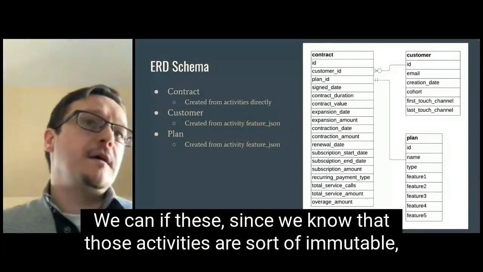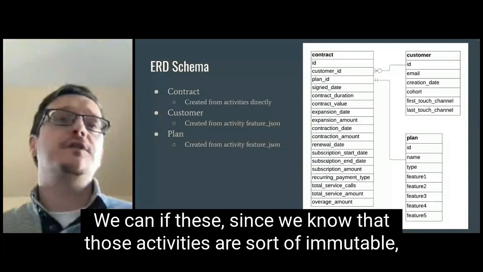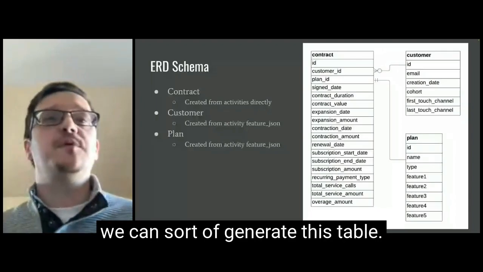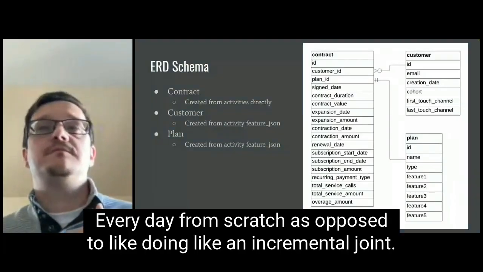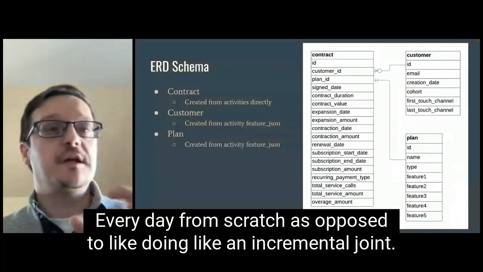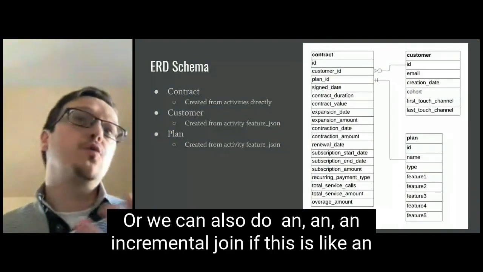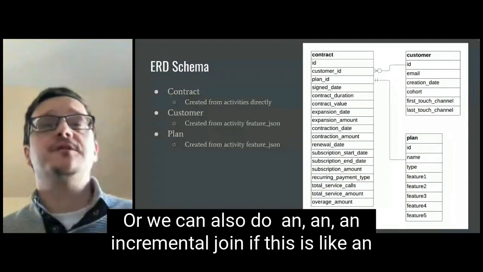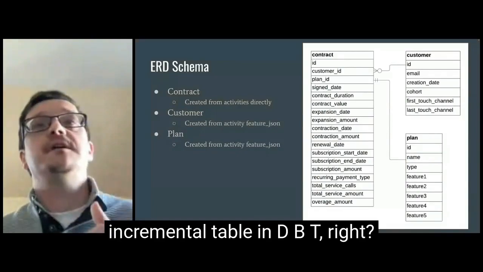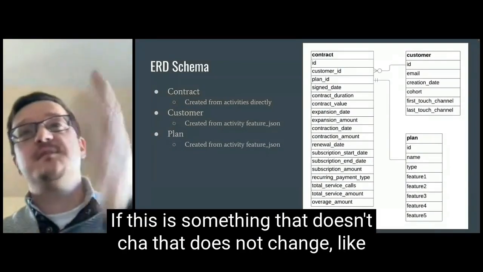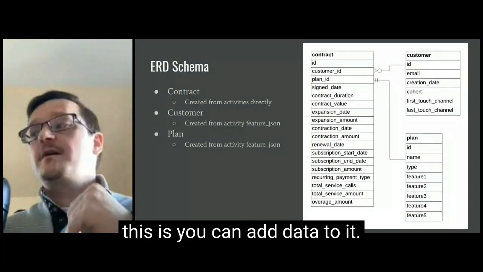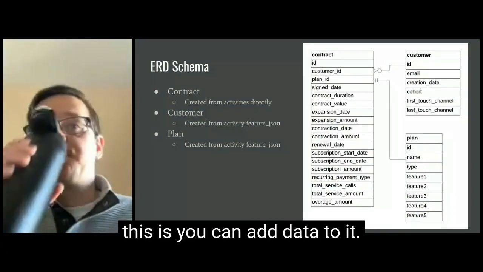Since we know that those activities are immutable, we can generate this table every day from scratch, as opposed to doing an incremental join. Or we can also do an incremental join if this is an incremental table in dbt, right? You can do that if this is something that does not change. You can add data to it.